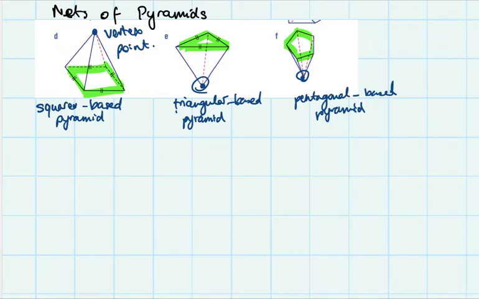Now, why are we drawing nets of pyramids? Well, we're trying to find the surface area of these solids. If we can draw a net, it means we can make a clear representation of how to find the area of each one of the sides. So let's look at this first one here.